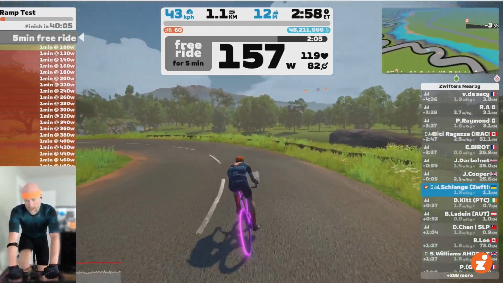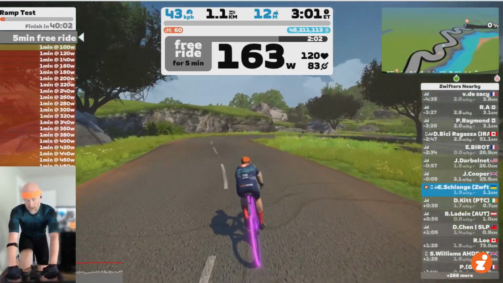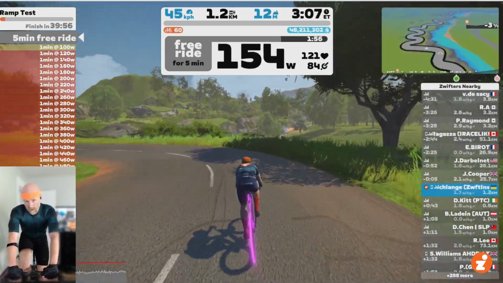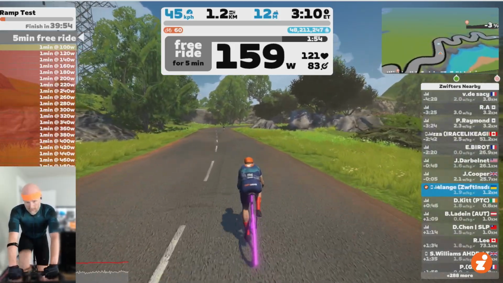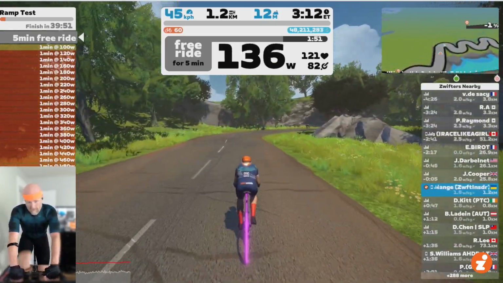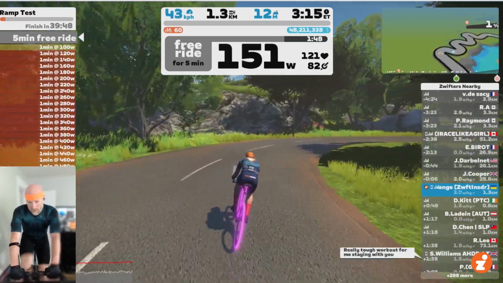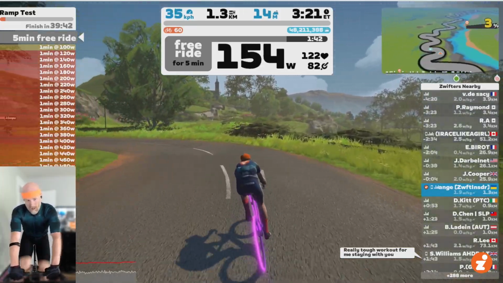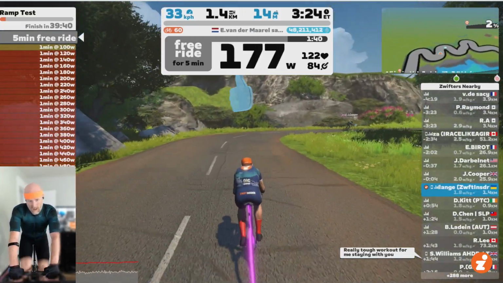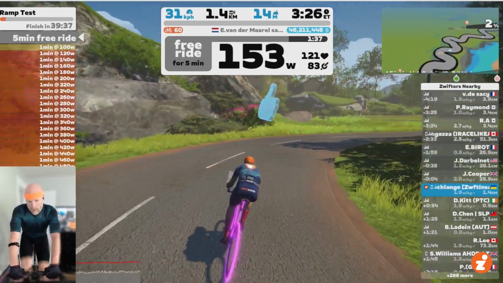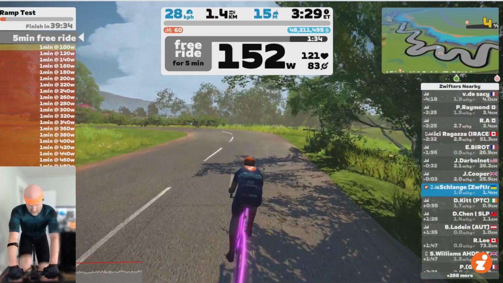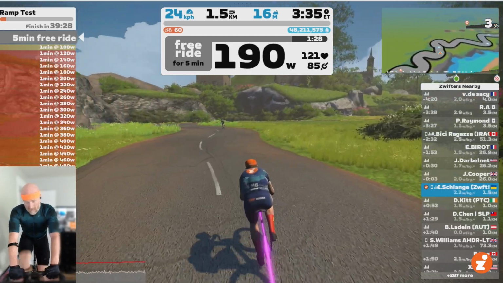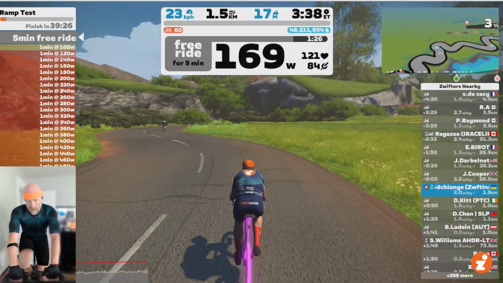So if you know what your FTP is already, or approximately where it is, you know kind of what block you can target. For me, for instance, my FTP is detected as 321 watts. That's what I would get if I finished about 30 seconds into the 440 watt interval. So if I get that far, I've matched my test result from when I did this ramp test back in March.